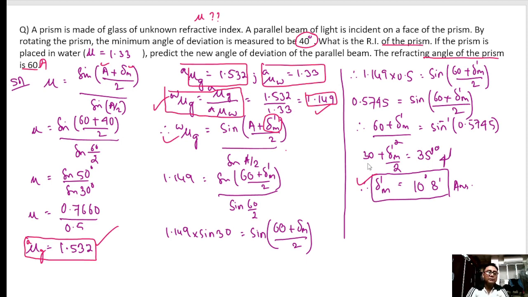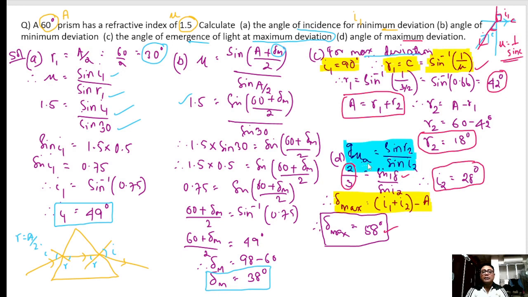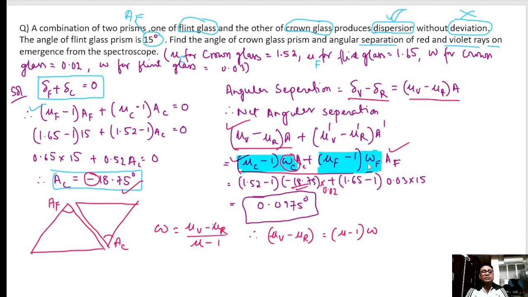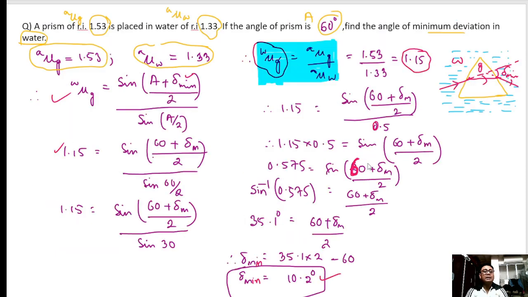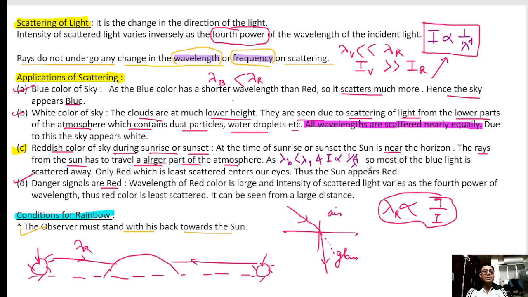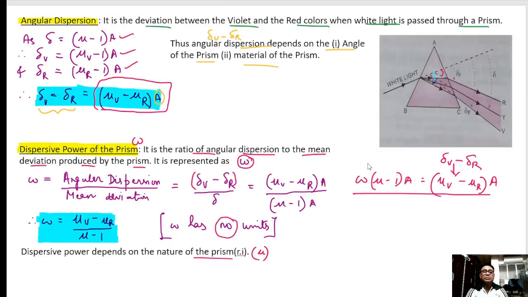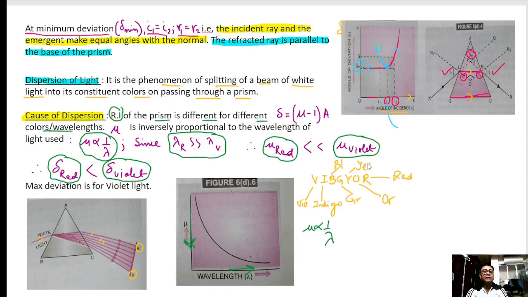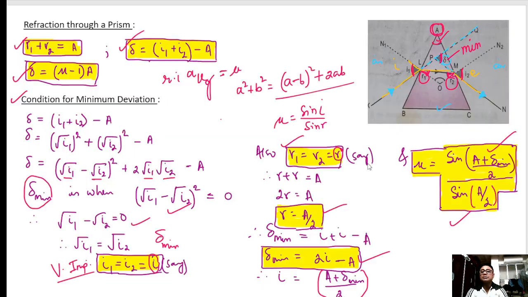So friends, with this we complete the refraction of light, that means dispersion. We have covered the dispersive power, we have covered the refraction through the prism, and we have covered the minimum deviation conditions. We have covered all the things regarding the prism, and we have done the angular dispersive power, the angular deviation, all these we have covered up.